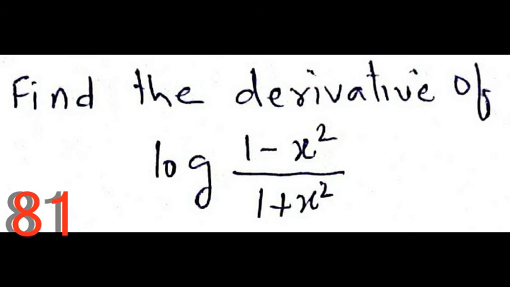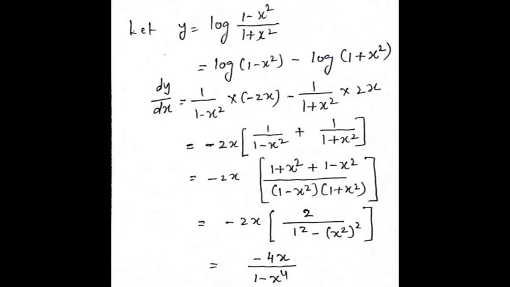Find the derivative of log of 1 minus x square divided by 1 plus x square. Log of 1 minus x square divided by 1 plus x square can be written as log 1 minus x square minus log 1 plus x square. Taking the derivative, we get 1 upon 1 minus x square into minus 2x minus 1 upon 1 plus x square into 2x. Finally, we get the answer minus 4x divided by 1 minus x raised to 4.